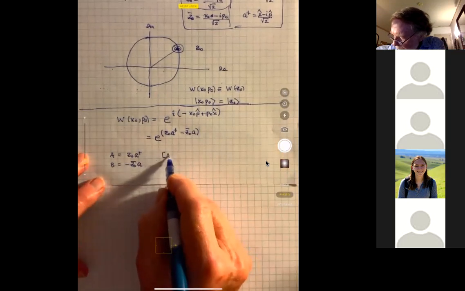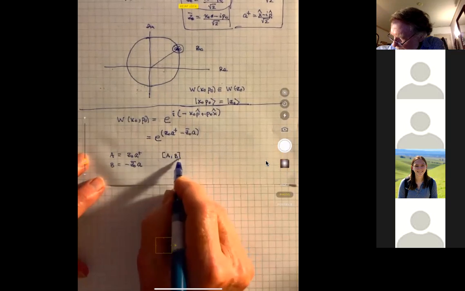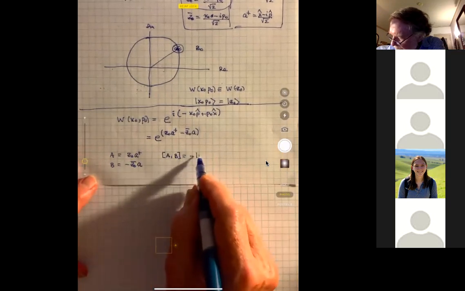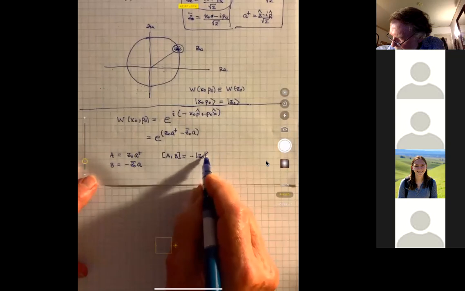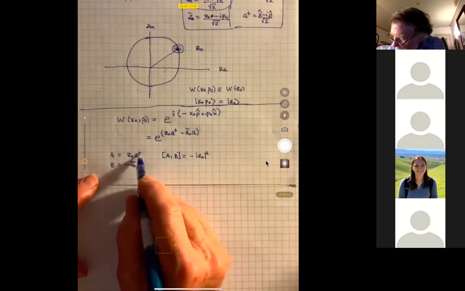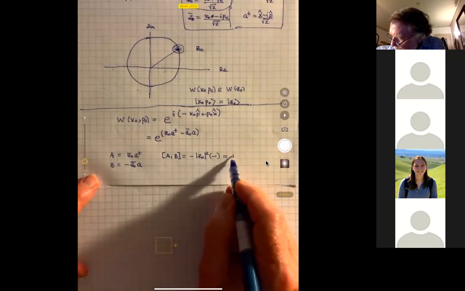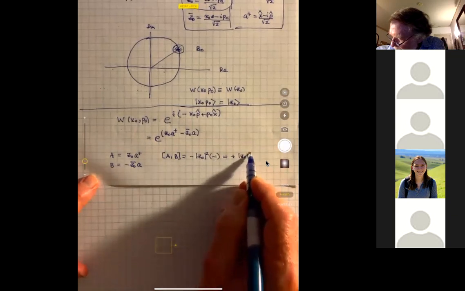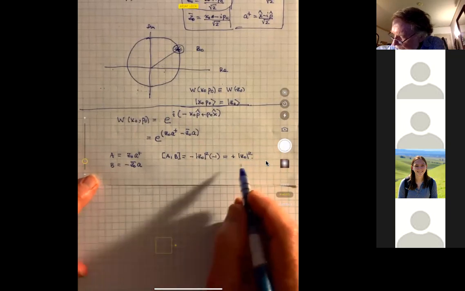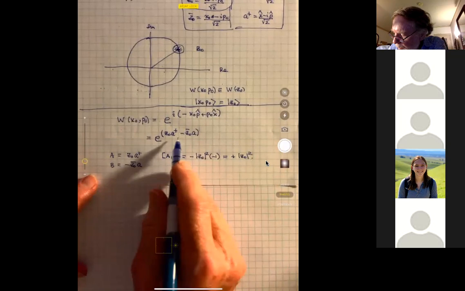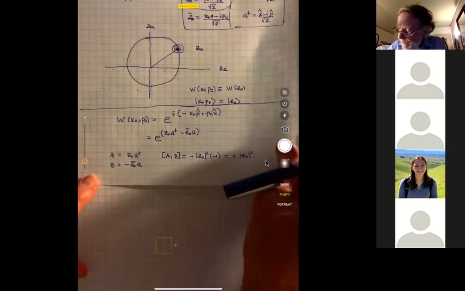If we do this, then the commutator of A with B is equal to Z0 times minus Z0 bar, which is the same thing as minus the absolute value of Z0 squared. And then we have the commutator of A dagger with A, which is -1. So the result becomes plus the absolute value of Z0 squared. That's the commutator. This again is a C number, which therefore commutes with both A and B. And so the conditions of Glauber's theorem are met.